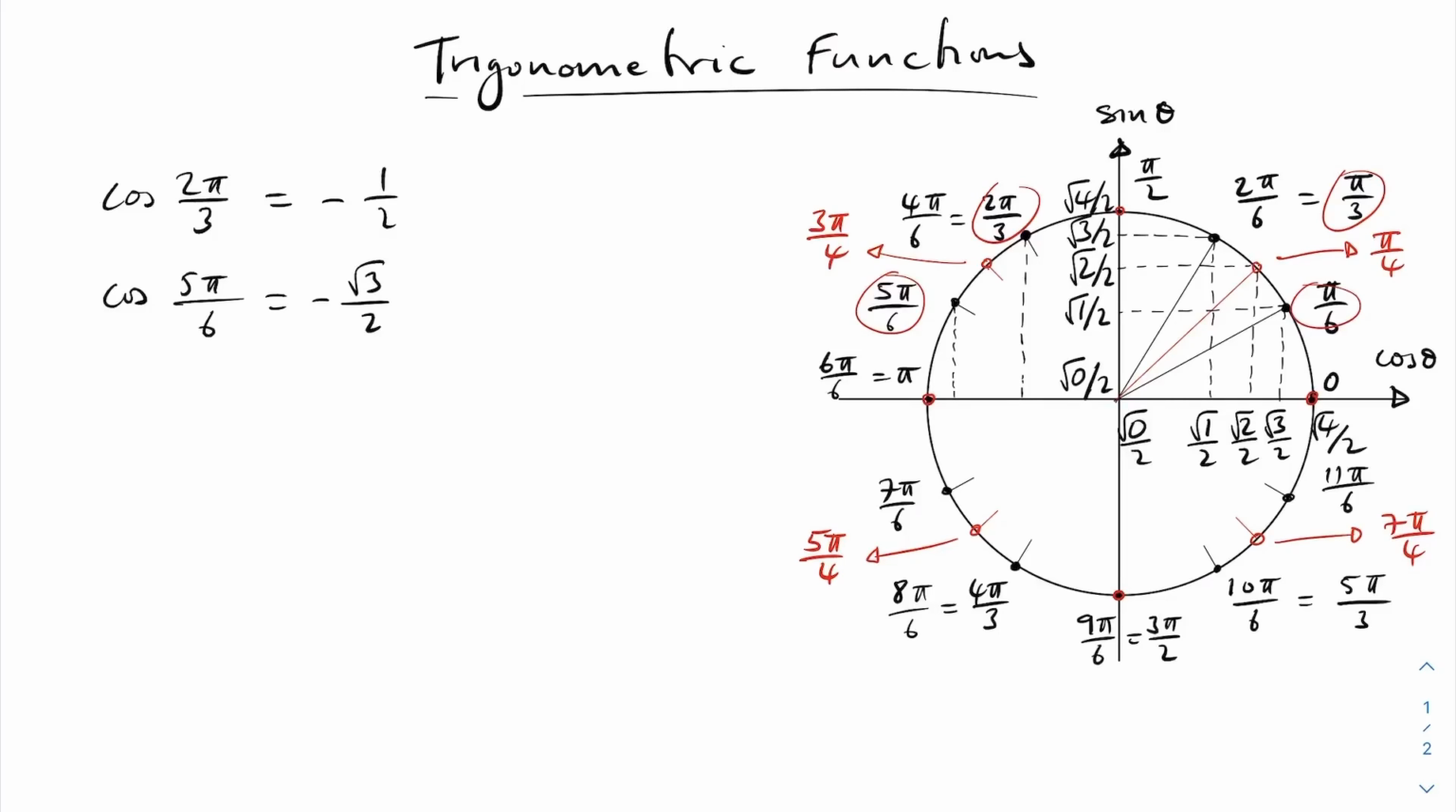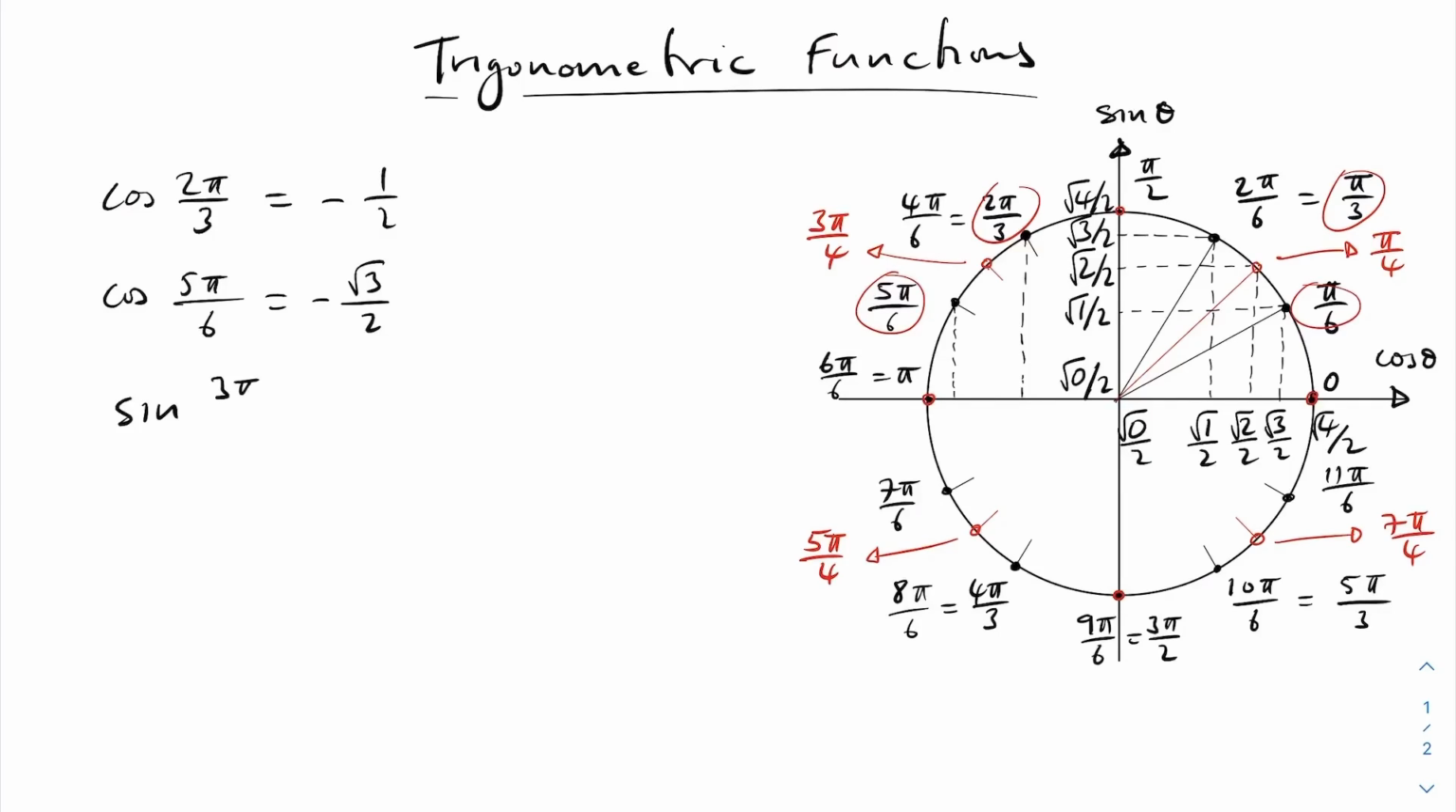And by the way, pi over 6 here is what is known as the reference angle for 5 pi over 6, and also pi over 3 above here is what's known as the reference angle for 2 pi over 3. And so if you want to know about reference angles and how to find them, I suggest you check out my next video where I'm going to talk about that in detail.